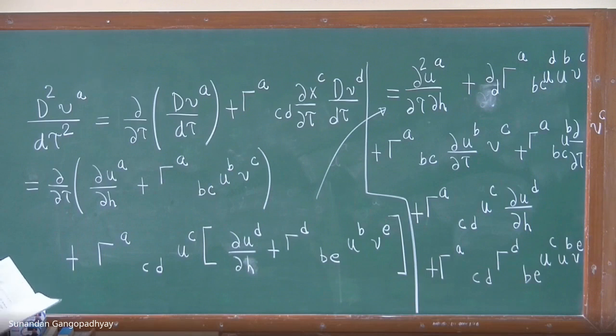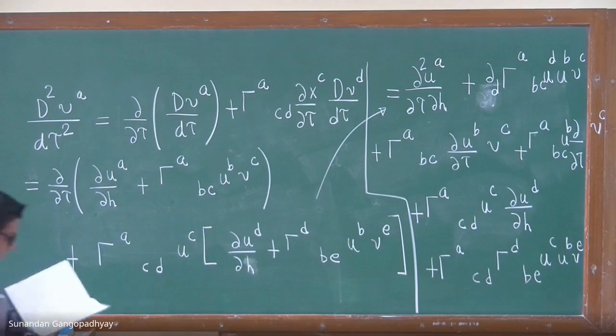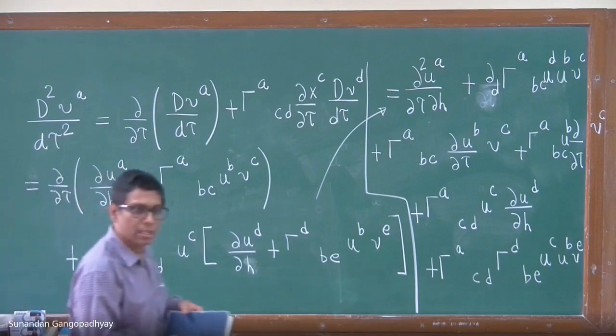And then the next term is gamma abc del ub del tau bc, that is fine. Then we have gamma abc ub del vc del tau, that is also fine. Next term is gamma acd uc del ud del h, that is fine. Gamma acd, gamma dpe, uc ub ve. All terms are fine. Is this okay?